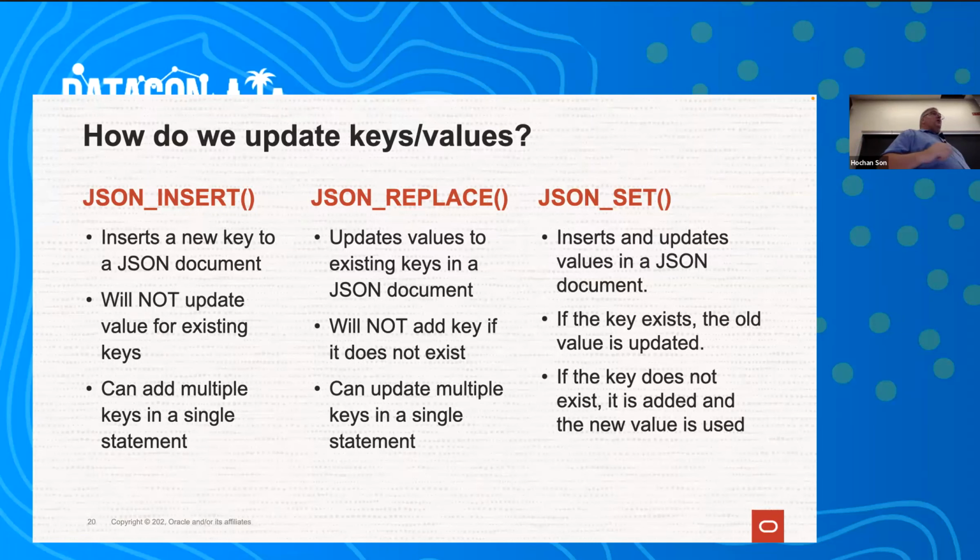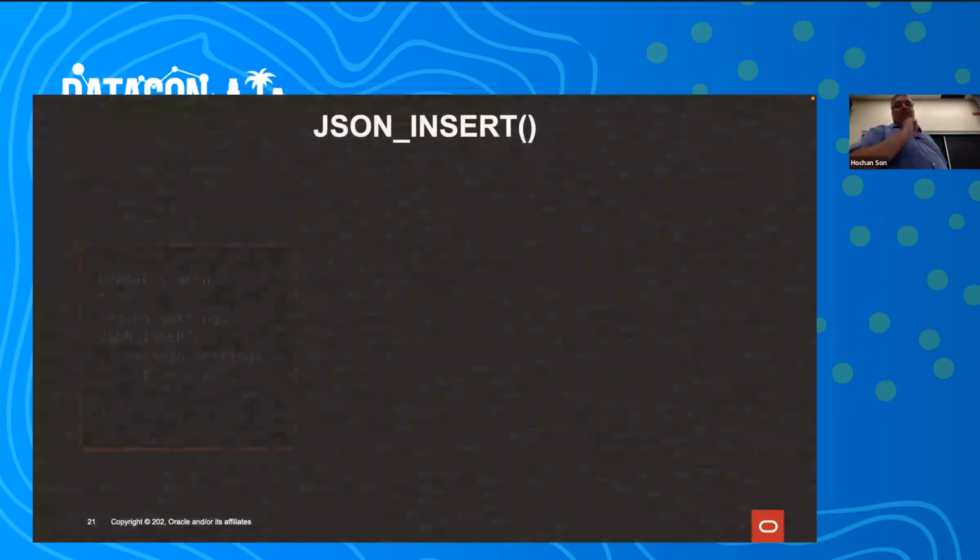JSON set will insert and update. What this means is if the key exists, it will update that key to the new value. If the key doesn't exist, it will create that key and then add that value to it. And again, you can also do multiple keys in a single statement. I'll show you some examples.